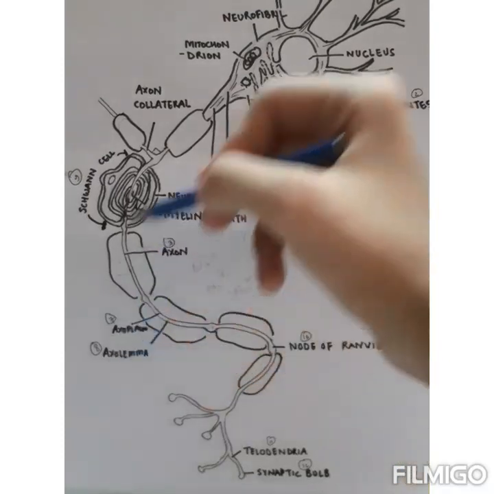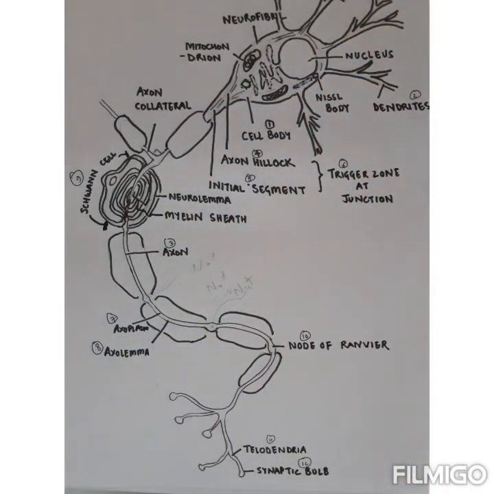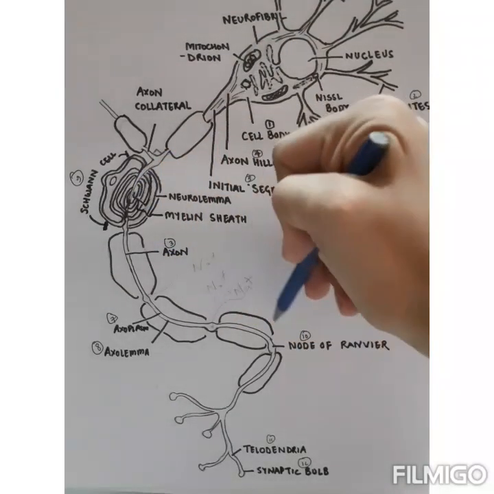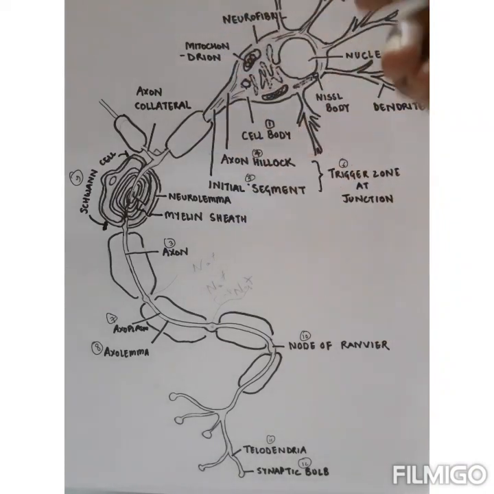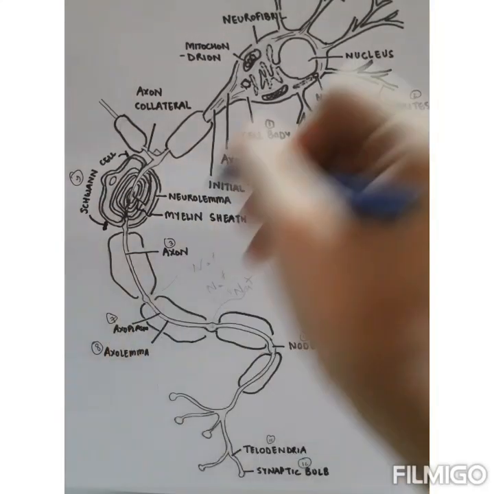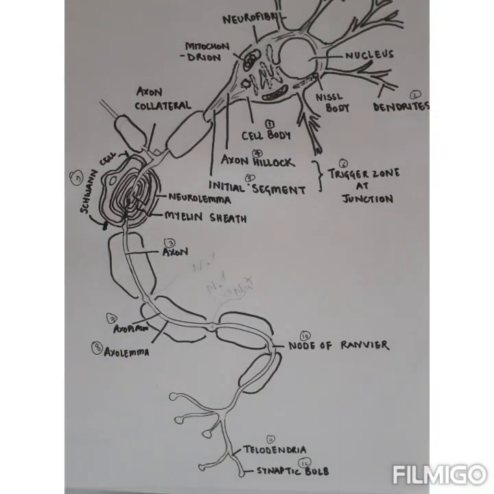called axolemma. Now I've seen a lot of times that a lot of people think that, oh, is it that only the axon is covered by plasma membrane and the cell body and the dendrites lack it? No, the entire cell is covered by the plasma membrane. It's just that we have a specialized term for the plasma membrane of the axon.